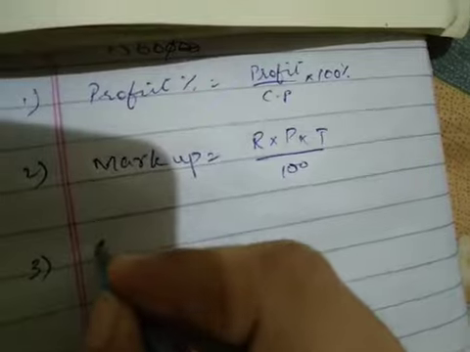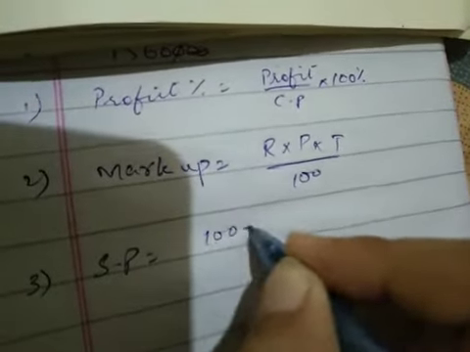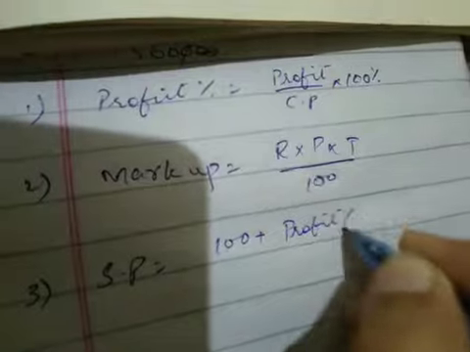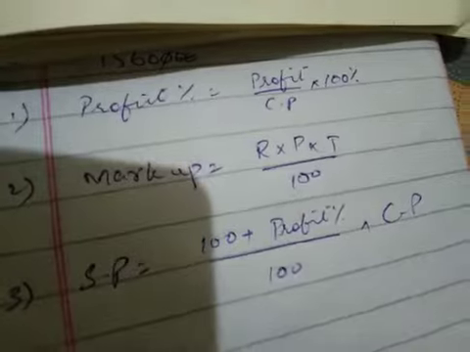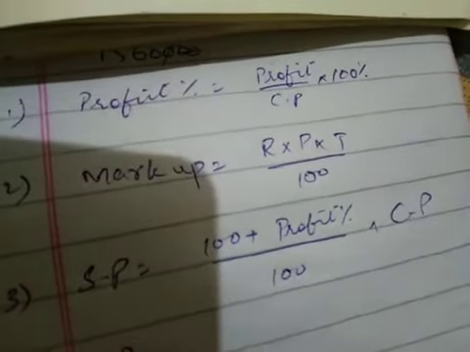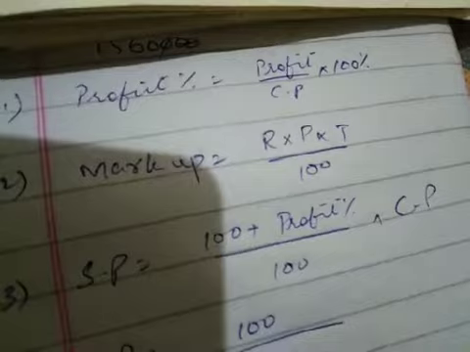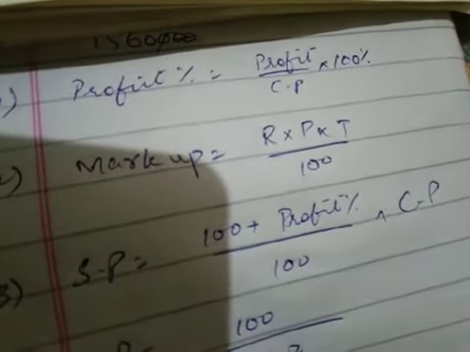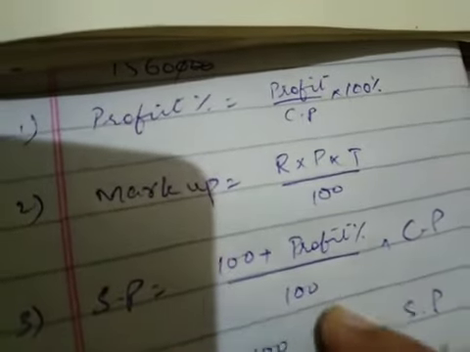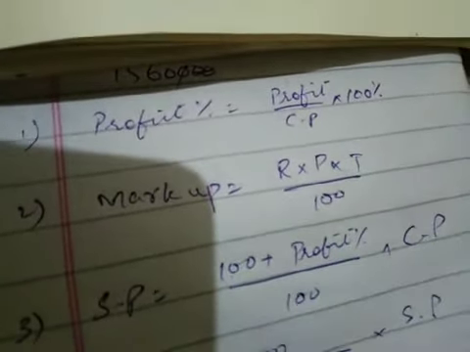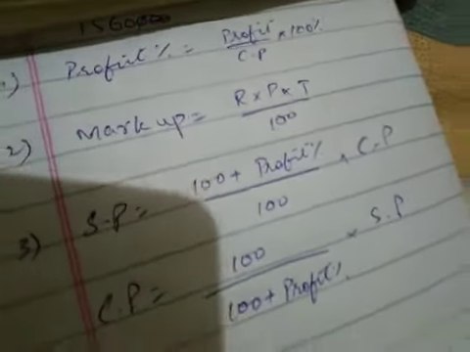Next one is how to find the cost price and sale price. I am writing some formulas. To find sale price, the formula is 100 plus profit percentage divided by 100 multiplied by cost price. Similarly, if we want to find the cost price, then it will be the reciprocal of this: 100 multiplied by sale price, and this amount will be divided by 100 plus profit percentage.